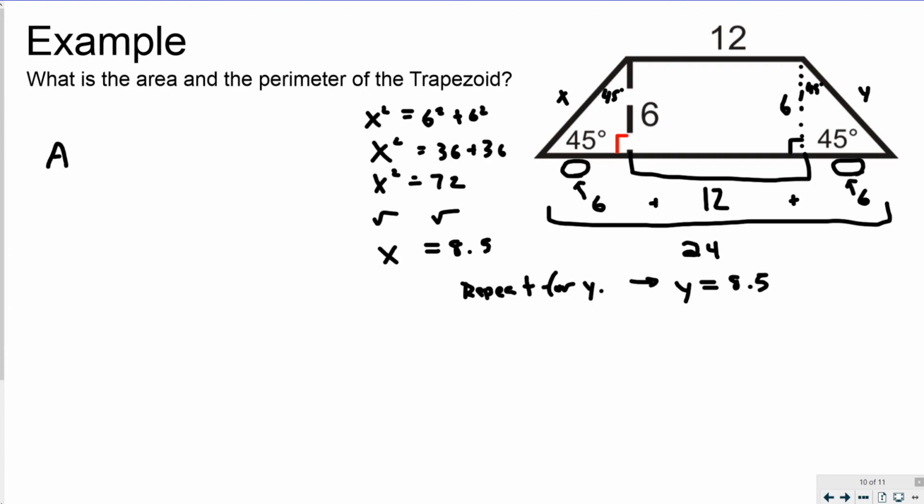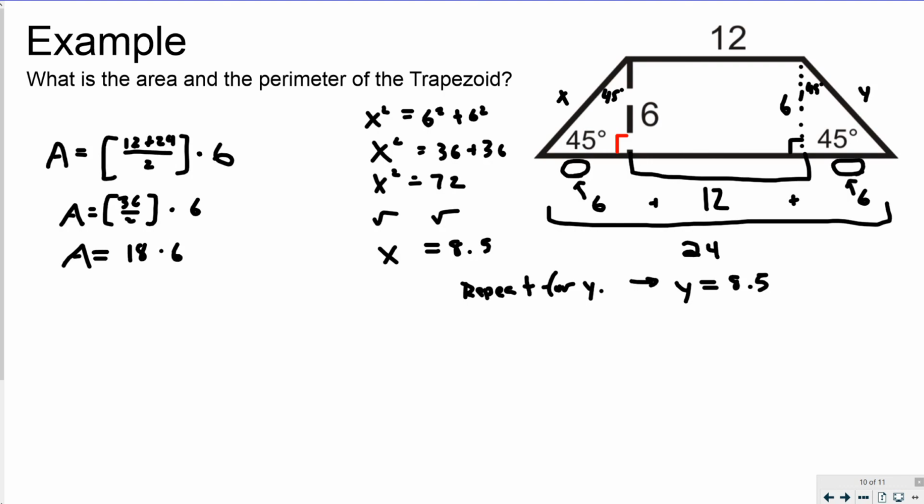So the area is going to be equal to base 1, which is 12, plus base 2, which is all three of those segments, 6, 12, and 6 combined, or 24, divided by 2, and then multiplied by the height of 6. So the area is going to be equal to 12 plus 24 is 36, divided by 2, times 6. So the area is equal to 18 times 6, and so that area is going to be equal to 108. And they didn't give us units, so we'll say units squared.